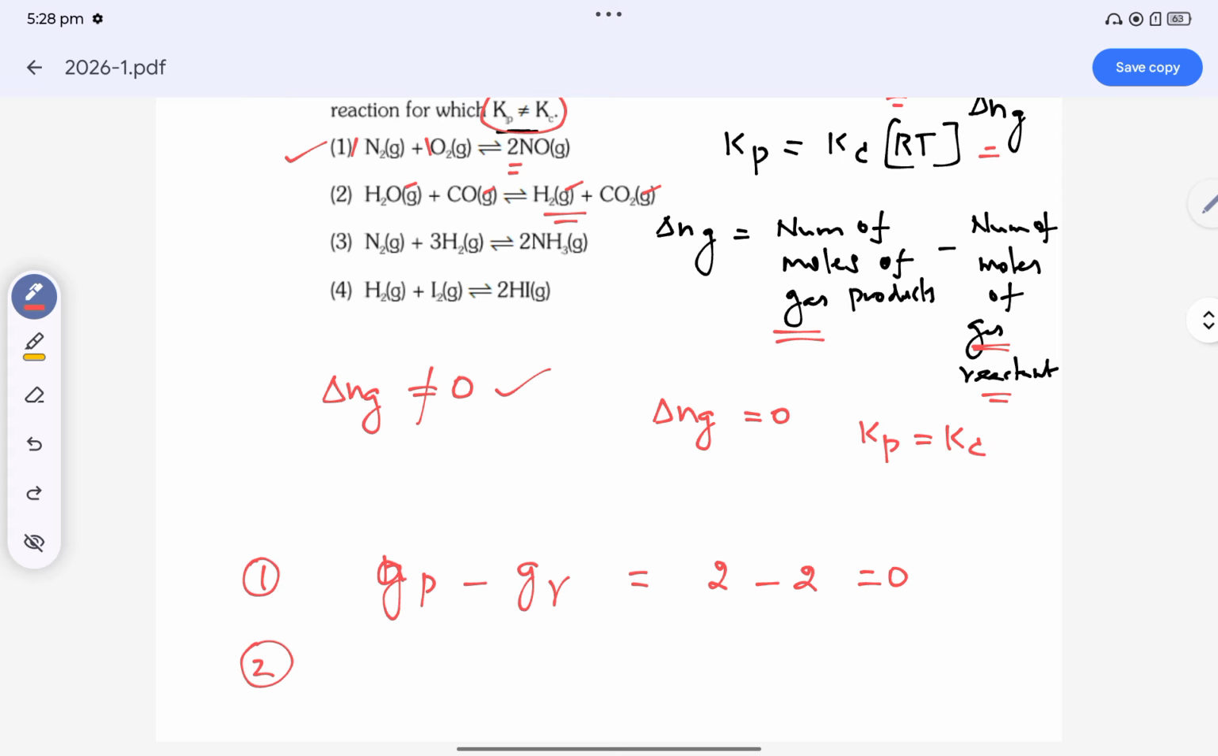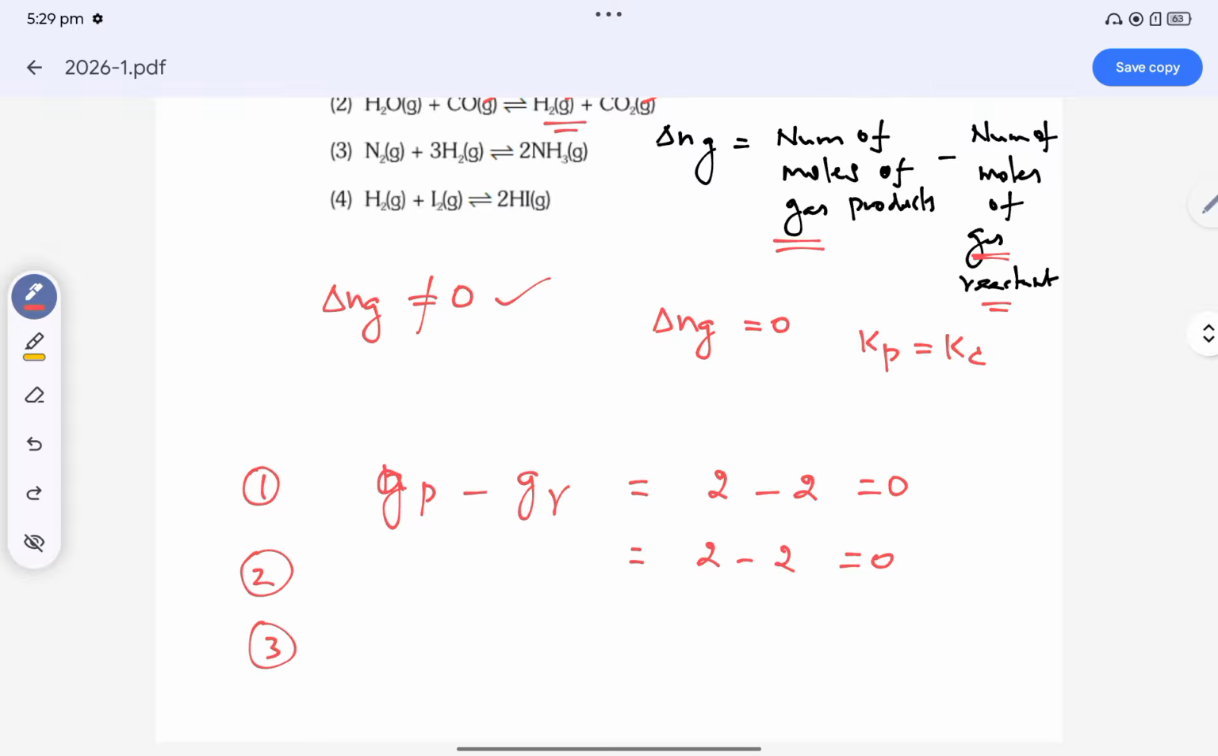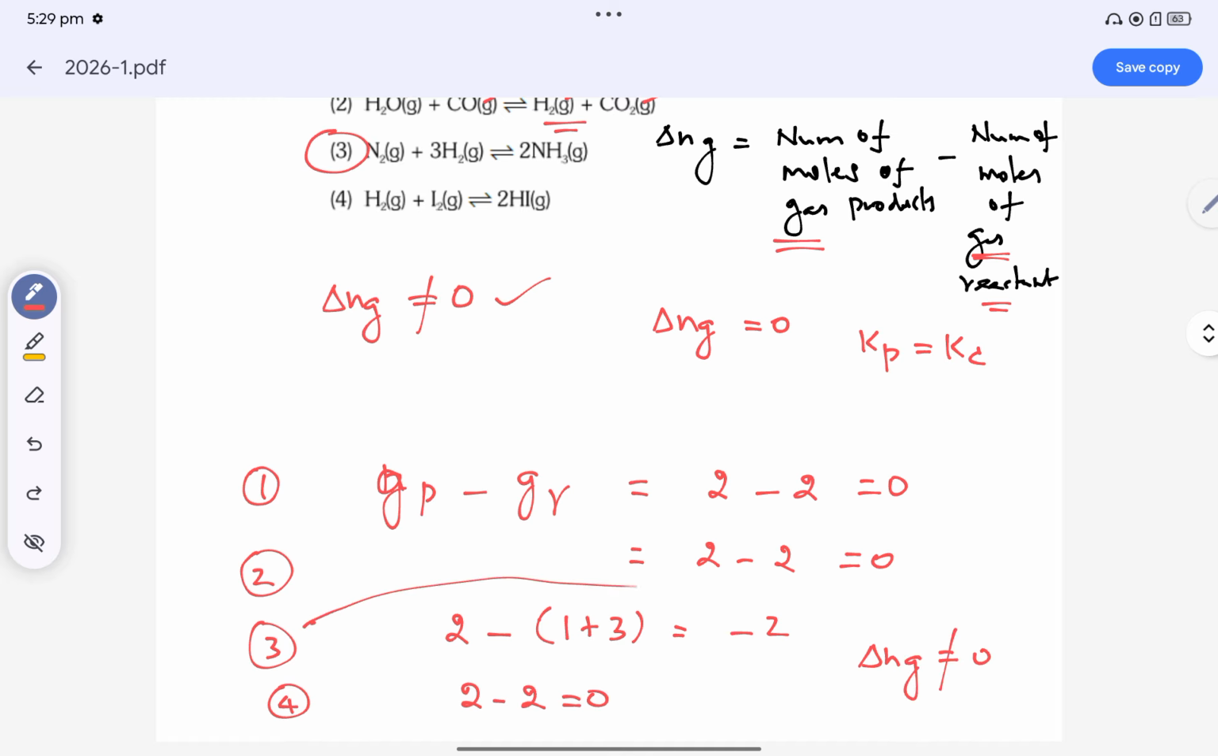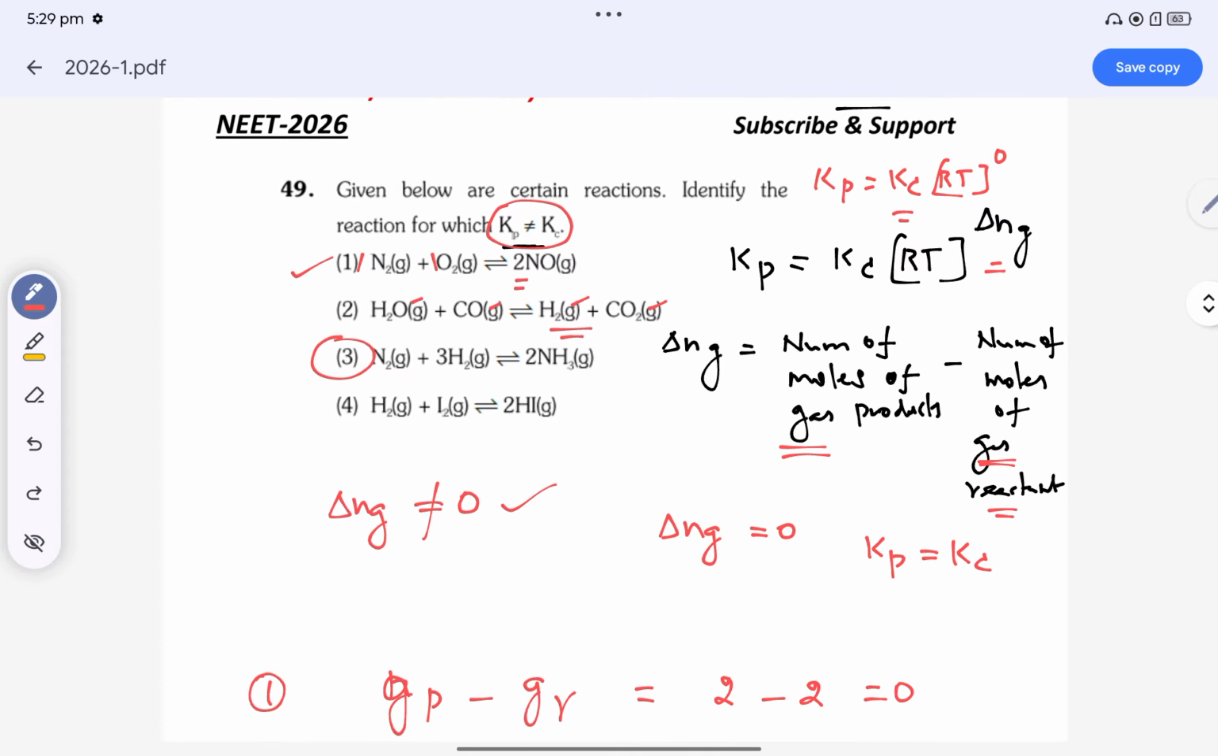Okay, the second case, we have gaseous products minus gaseous reactants, 2 minus 2 is equal to 0. The third reaction, very important: gaseous products is found to be 2, gaseous reactants is found to be 4, that is 1 plus 3, which is equal to minus 2. The fourth, here also 2 minus 2 is equal to 0. So the third is the correct option, because in this case delta n(g) is not equal to 0. So this is the correct answer.